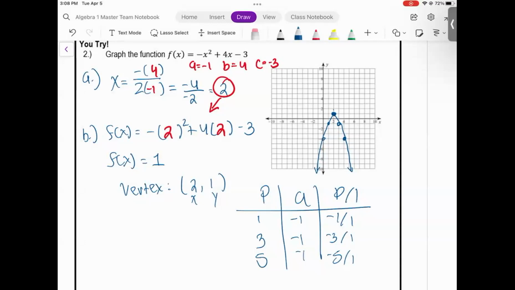Okay, welcome back. Hopefully you guys had some good conversations and helped each other. So this is the answer for question number 2. Notice my axis of symmetry is 2. My vertex is 2, 1. And my pattern, since my A value is negative, that means because it's negative, instead of going up, I'm going to go down. So your function should be looking down.